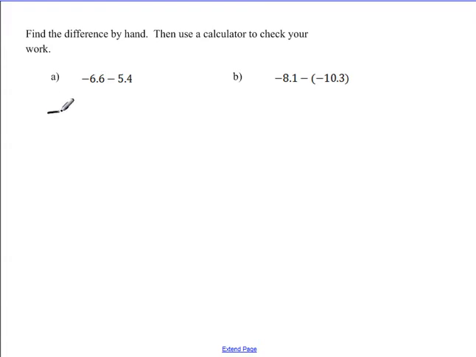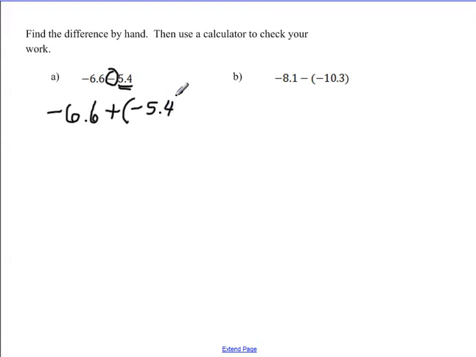So this first problem, we have negative 6.6. Instead of subtracting, we're going to change the subtraction to addition. So subtraction is going to become addition. We're going to add the opposite of what was being added. 5.4 was being added, so the opposite of that is negative 5.4.